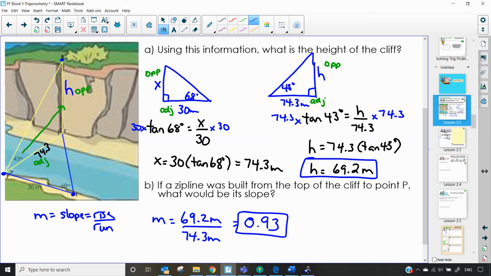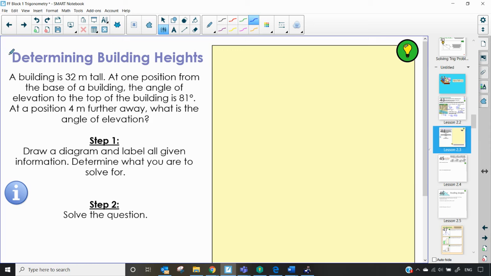So quite often, if you're trying to find a missing dimension and it's a two triangle problem, often we start by finding what that shared line is. All right, let's take a look at another question here. So this question says that we're determining building heights. And so the question says that a building is 32 meters tall.